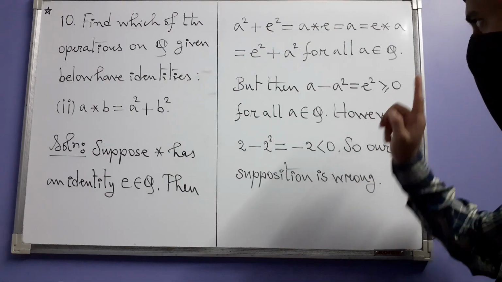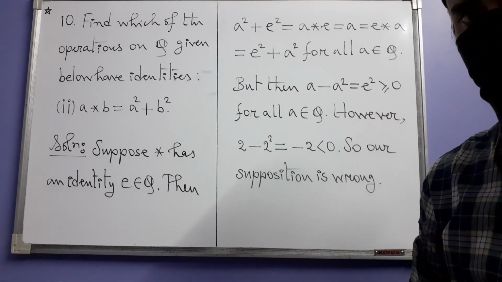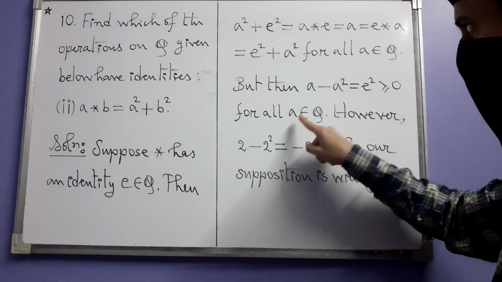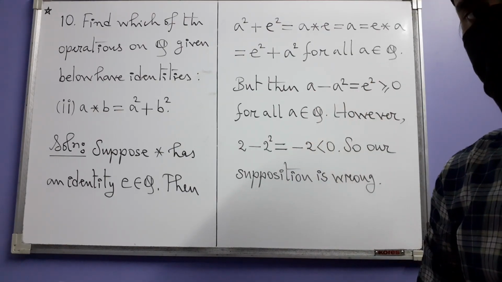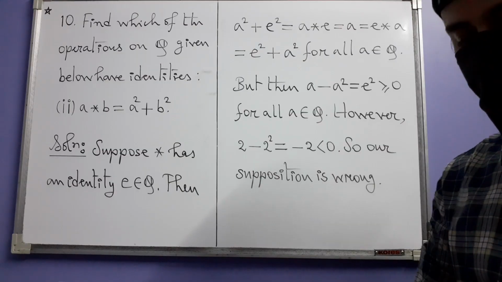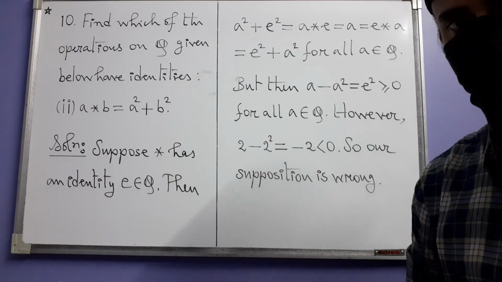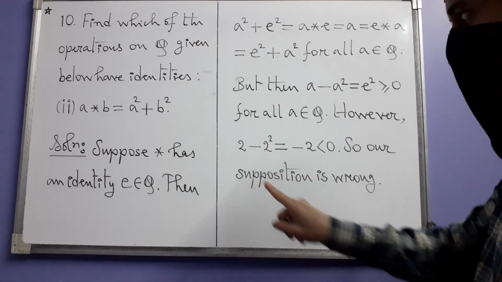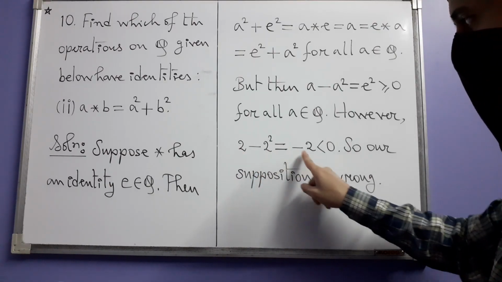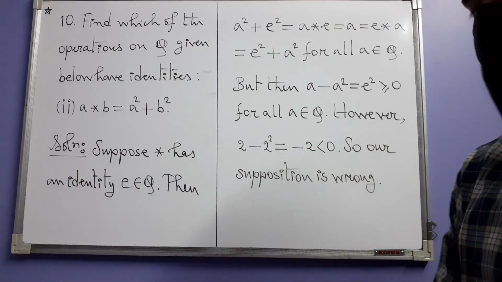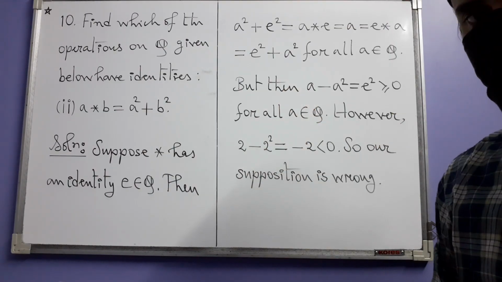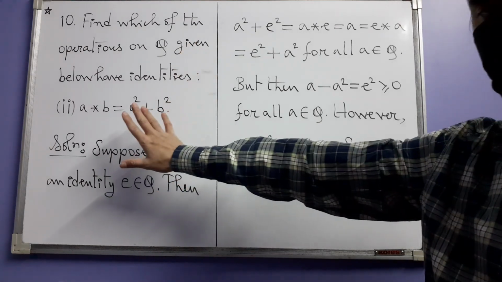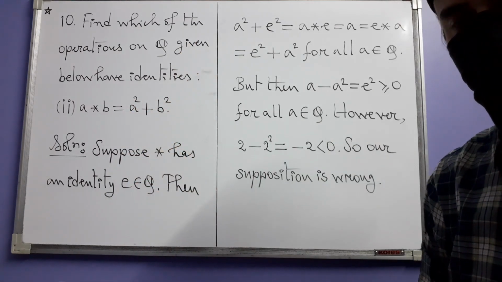E squared is always non-negative, because E is after all a real number. And this should happen for all A belonging to Q. That means for every rational number A minus A squared has to be non-negative, which however is not true. For example, 2 is a rational number for which this quantity is negative, and that is why things have gone wrong. So our supposition here also is wrong. So for this operation also there is no identity.